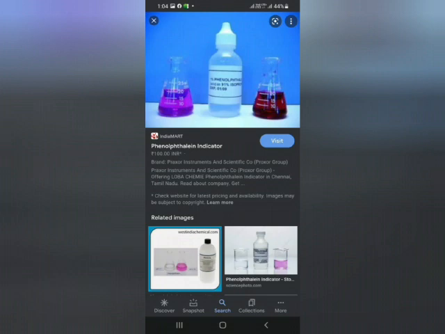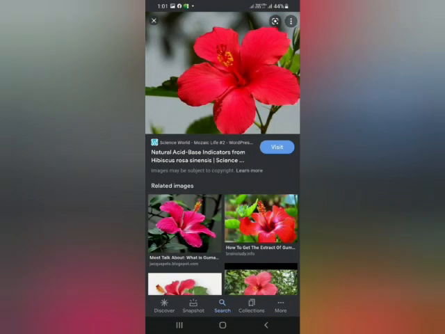And the next one is litmus solution. Litmus paper is prepared with litmus solution, which is extracted from lichen. It is a purple dye. Litmus paper is used to test acids and bases. When litmus paper touches an acid, the blue paper changes to red. Similarly, when litmus paper touches a base, the red paper changes to blue.